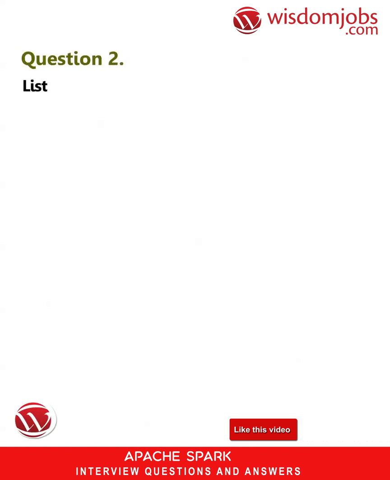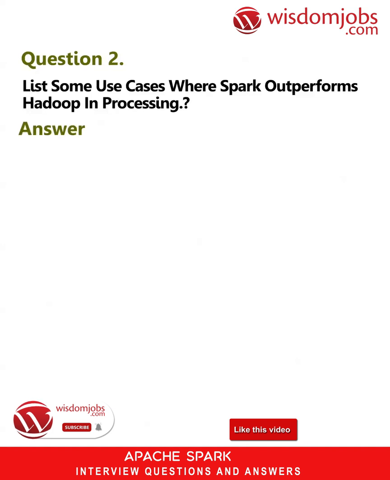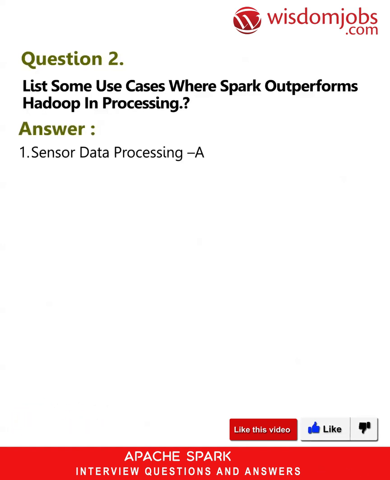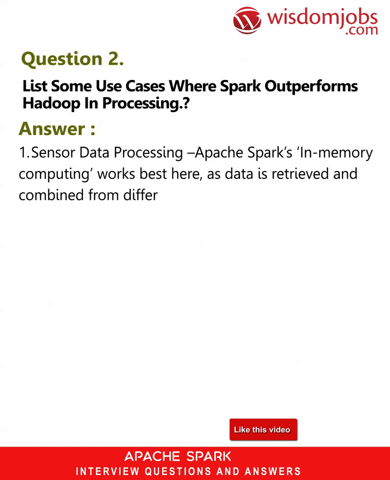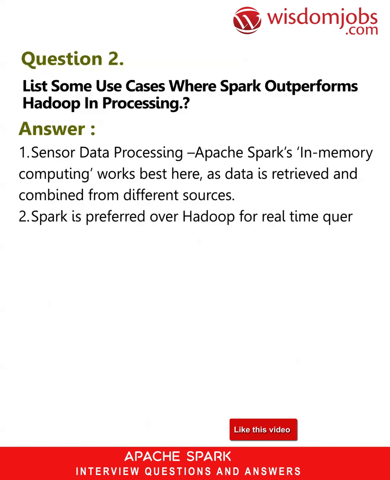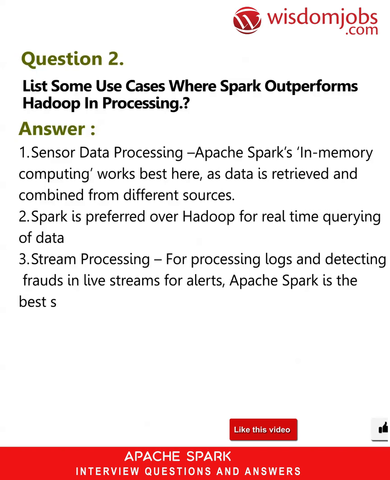Question 2. List some use cases where Spark outperforms Hadoop in processing. Answer. 1. Sensor data processing. Apache Spark's in-memory computing works best here, as data is retrieved and combined from different sources. 2. Spark is preferred over Hadoop for real-time querying of data. 3. Stream processing, for processing logs and detecting frauds in live streams for alerts. Apache Spark is the best solution.